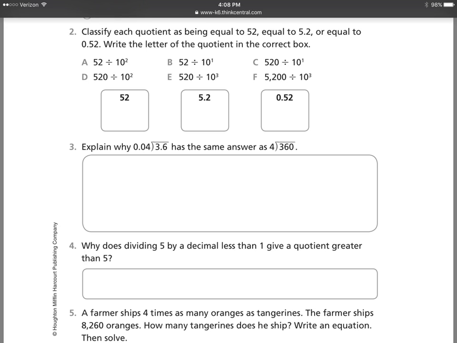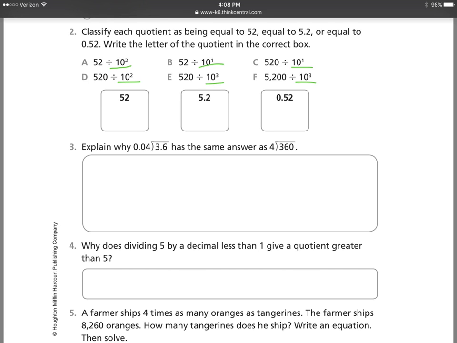This is a mental math problem. You should be able to solve these questions without doing any arithmetic. Simply moving the decimals is all you'll need to do. We're dividing here, and we're dividing by powers of 10 for each and every one of these numbers.